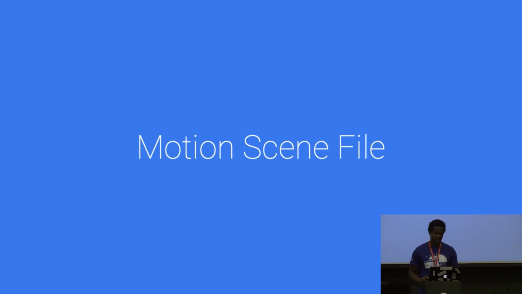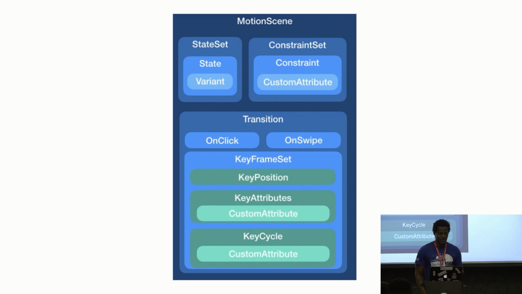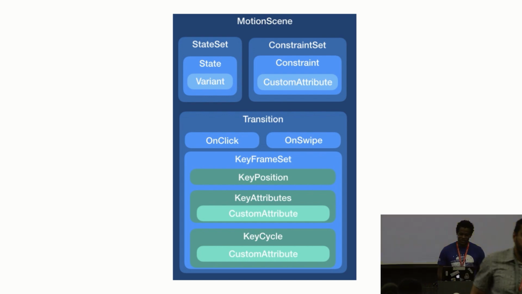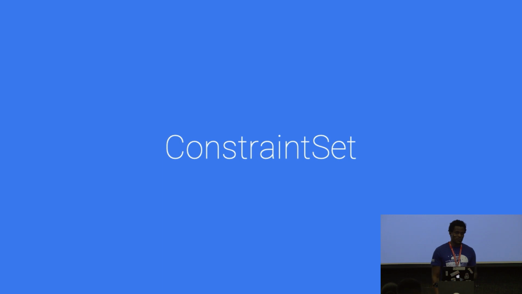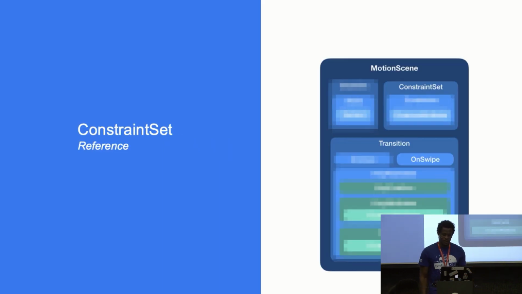I'm going to explain what the motion scene file looks like. A motion scene file is comprised of three top-level tags. In your XML folder, you create your XML file, which is a motion scene file, and then you've got what they call state sets, constraint sets, and transition. I'm going to go through most of them, if I have time. We'll start with constraint set. So what is a constraint set? A constraint set is where you define the constraints that you want to transition between the states. So how do you do that? There are two ways to do that if you're using a constraint set.